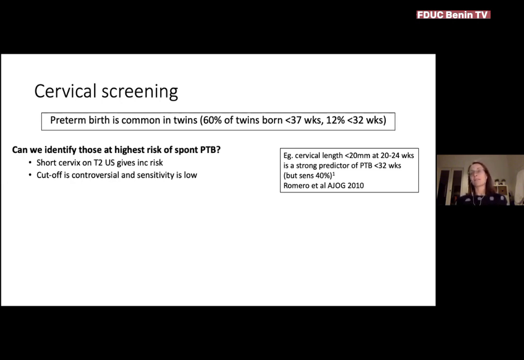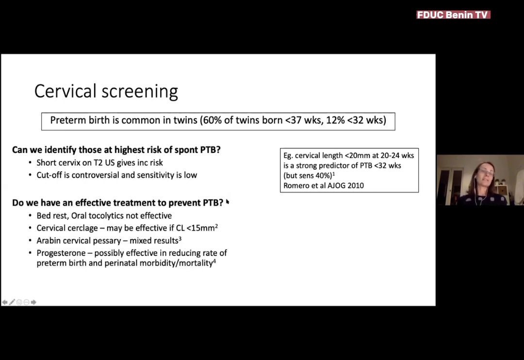But the sensitivity of the test in this paper by Romero in 2010 was shown to be about 40% if you use a cervical length of 20 millimetres. So that's not a very good sensitivity. It means that we're not detecting 60% of women at high risk of spontaneous preterm birth. So it's not a great test.